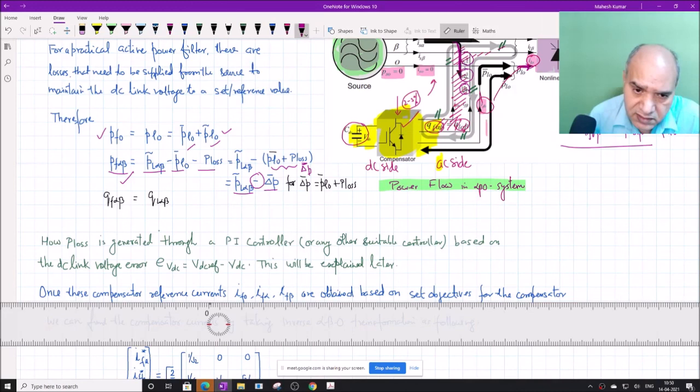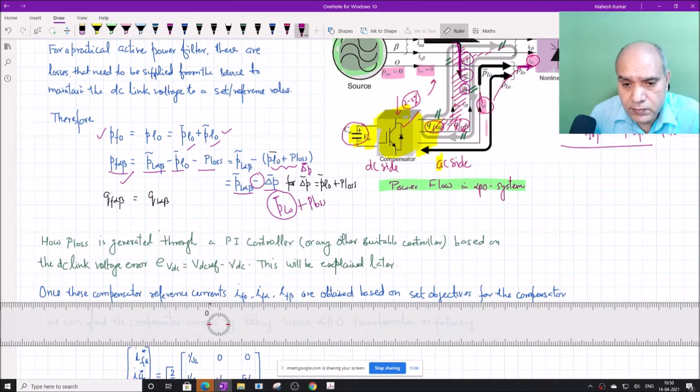So it is taking minus delta P from the source in order to maintain, first thing, the DC link voltage, and second thing, to take the real zero axis power, PL0 tilde bar. So this power has to be also taken, plus the P loss.